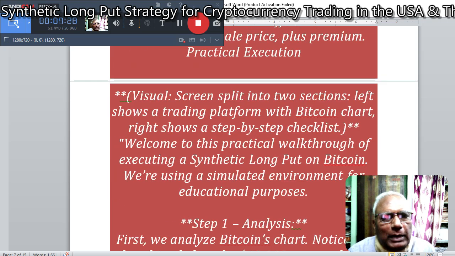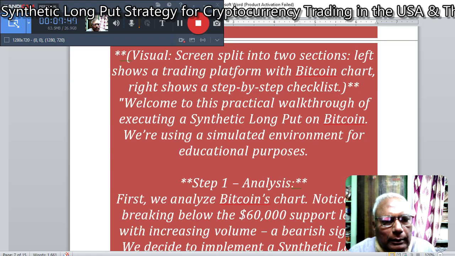Practical execution. Visual screen split into two sections. Left shows a trading platform with Bitcoin short. Right shows a step-by-step checklist. Welcome to the practical walkthrough of executing a synthetic long put on Bitcoin. We are using a simulated environment for educational purposes.